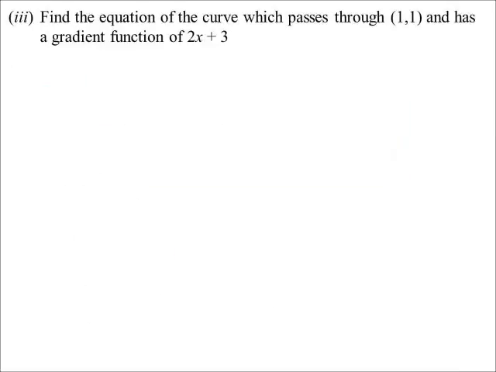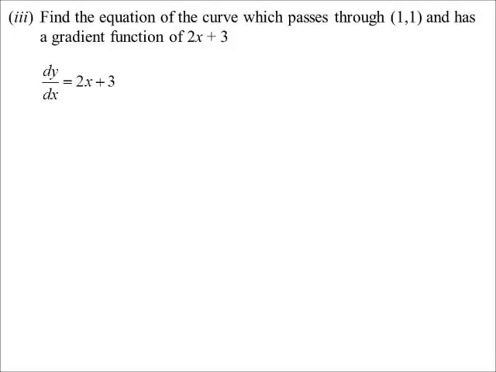All right, let's find the actual equation, which passes through 1,1 and has a gradient function of 2x plus 3. A gradient function, that's just a fancy name for derivative. Because if you think about it, the derivative was the function that allowed us to go and find the gradient. So a gradient function just means derivative. All right, so the derivative is 2x plus 3.